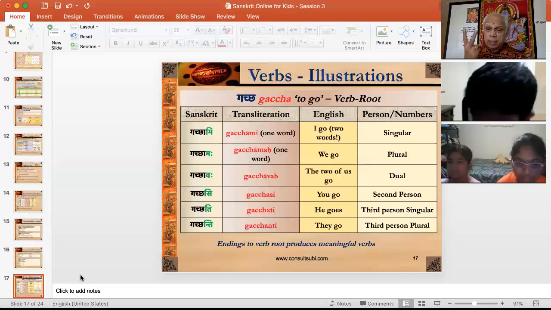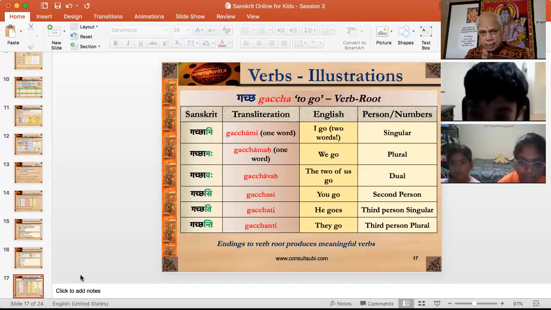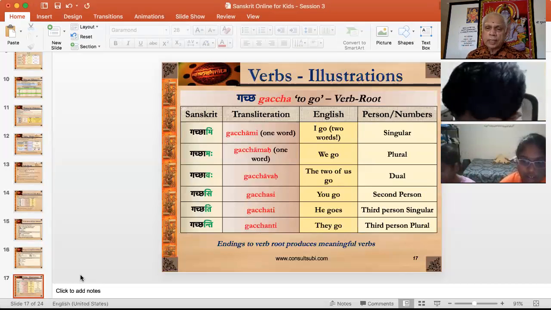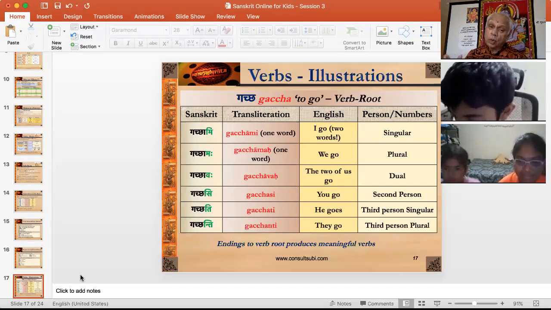When you say gachamaha, it means two people are going. And there are more than two people. In English, you still use the word go. We all go, right? But not in Sanskrit. Sanskrit, you say gachavaha. So gachavaha means two people are going, and gachamaha means more than two, plural. Gachasi is referring to second person, you go. Gachati, he goes. Gachanti, anti, I told you, refers to plural, right?